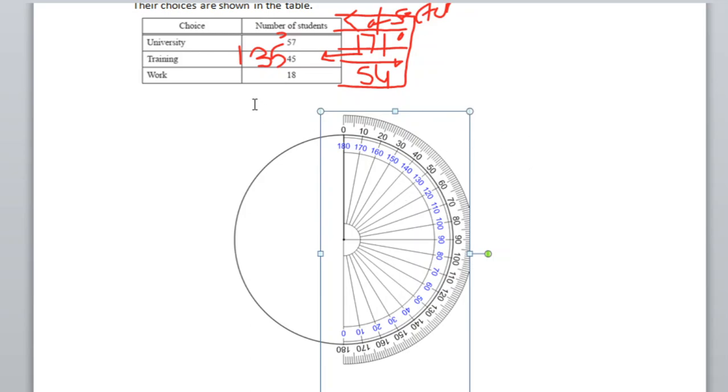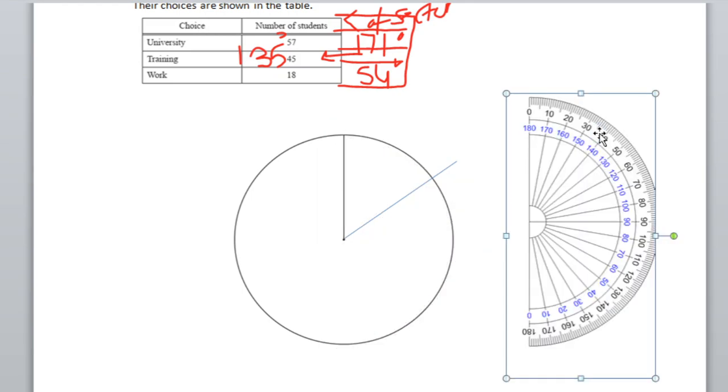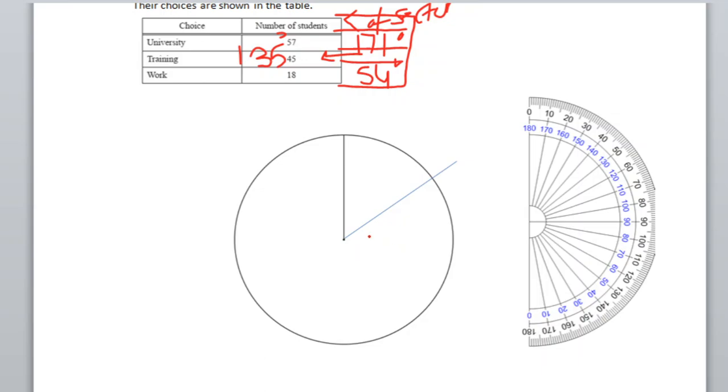And now I need an angle of 54 degrees. So roughly somewhere at 51, 52, 53, 54. So this angle will be 54 degrees. And we also have to label this. So this sector represents work.